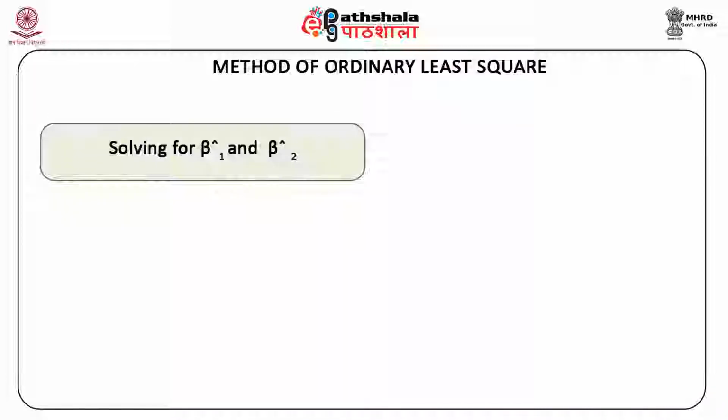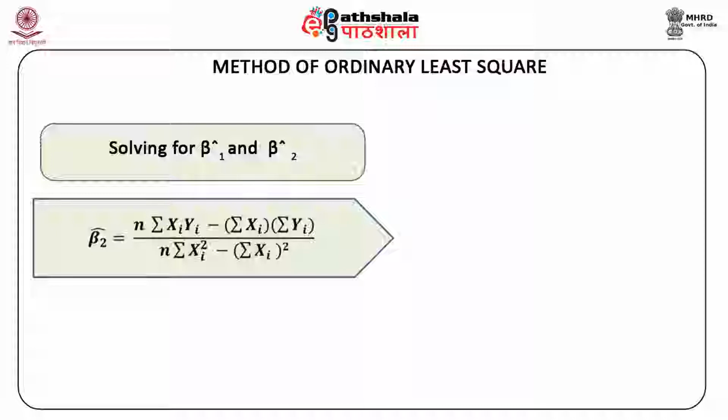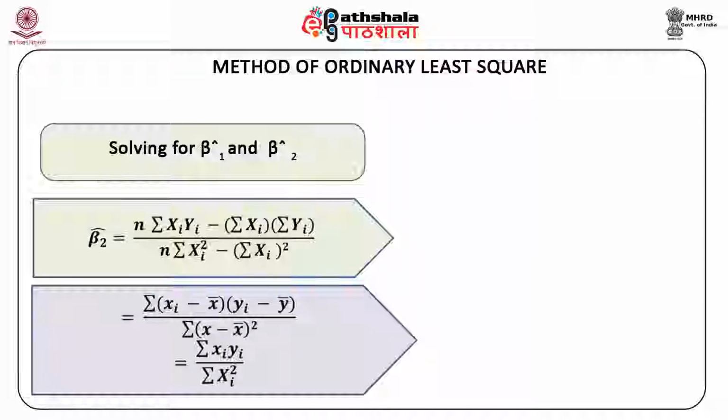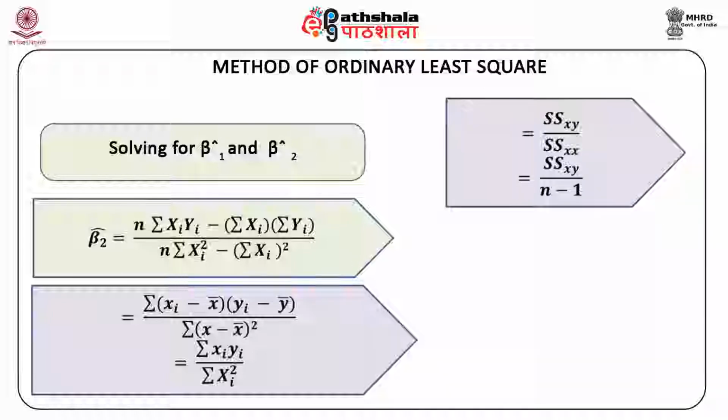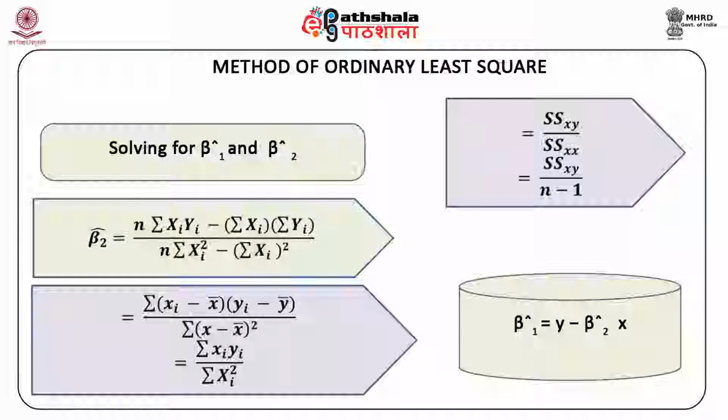By solving for beta hat 1 and beta hat 2 using the least squares method, we get beta hat 2 = (n sigma xiyi - sigma xi times sigma yi) divided by (n sigma xi squared - (sigma xi) squared), which is equal to sigma (xi - x bar)(yi - y bar) divided by sigma (xi - x bar) squared, which is equal to SSXY divided by SSXX, from which we get beta hat 1 = y bar - beta hat 2 x bar.